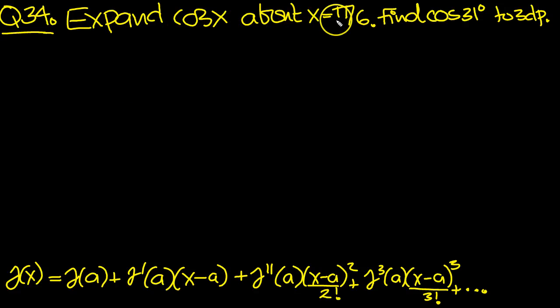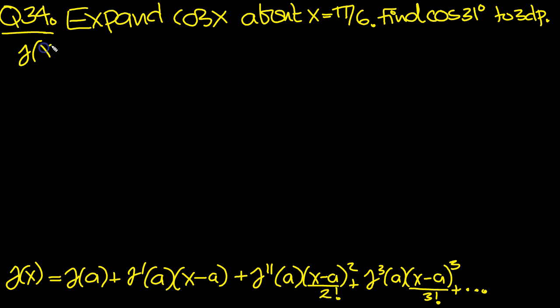Expand cos x about x equals pi over 6 and find cos 31 degrees to 3dp. Here's Taylor's series, expanded about x equals a, the expansion for it according to Taylor's series. So we're going to need the f dashes as with Maclaurin's, aren't we?